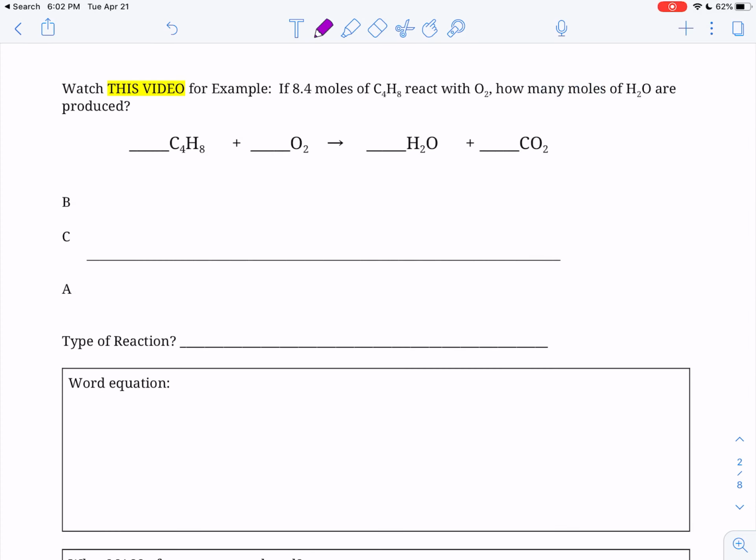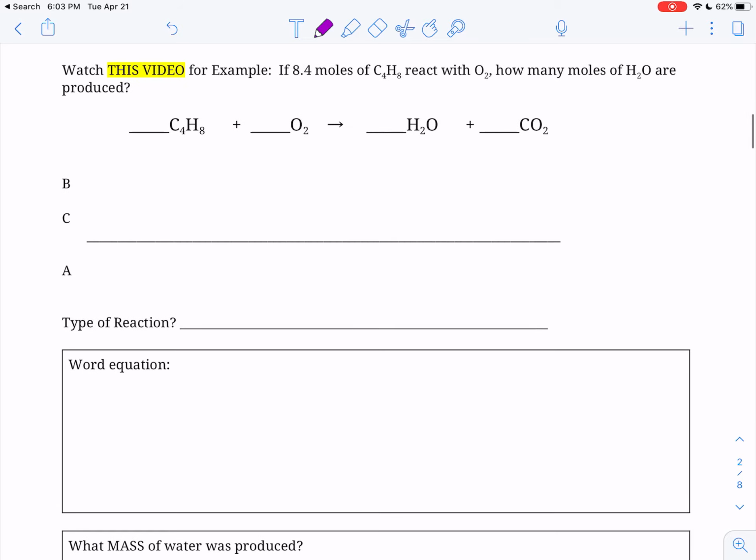All right, so this is the second example for day 33. Okay, and same thing. We're just going to do it exactly the same as the last one, but it's just a different example. Okay, all right, so if 8.4 moles of C4H8 react with O2, how many moles of H2O are produced? Okay, all right, let's see if this one will balance.